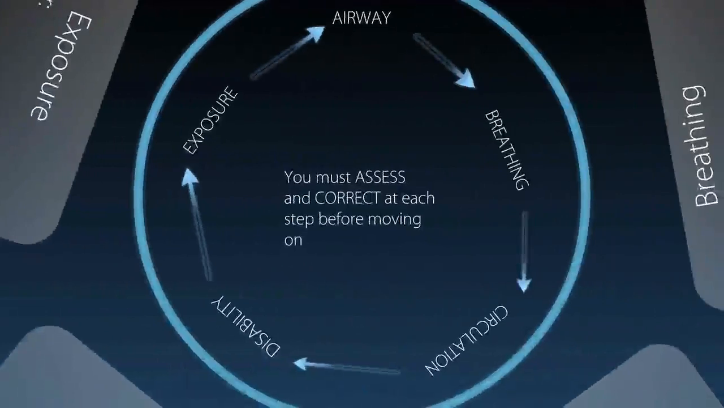So we've moved around the circle of the primary survey, looking at the airway, the breathing, the circulation, the disability and the exposure. And the critical thing to take from that is to assess the patient quickly, but to correct each step as you move on, so that you're making the patient safe and treating the most lethal things first, and keeping the patient alive until further help can arrive.